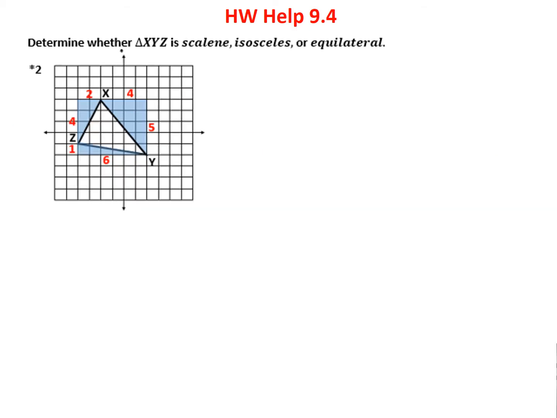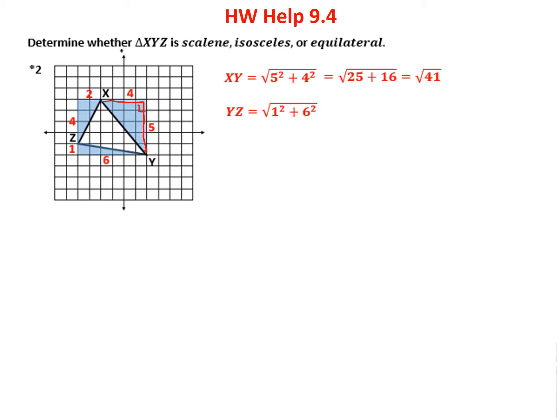All right, number 2 wants to know whether these are scalene, isosceles, or equilateral triangles again. Once again, I've already shown you the triangles that I normally draw when I'm doing this. When I start with XY, I look at this triangle here. See, it's a right triangle. So XY equals the square root of 5 squared plus 4 squared. So that's 25 plus 16, or the square root of 41. And we'll leave it alone there.